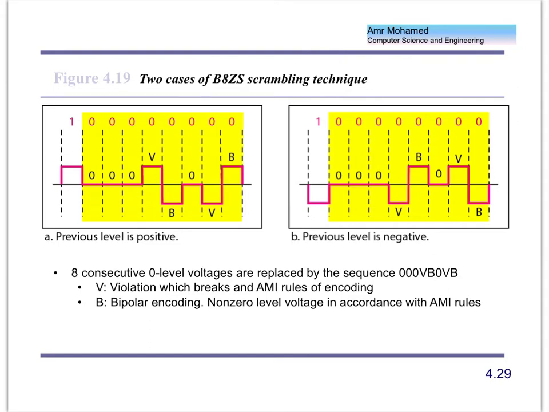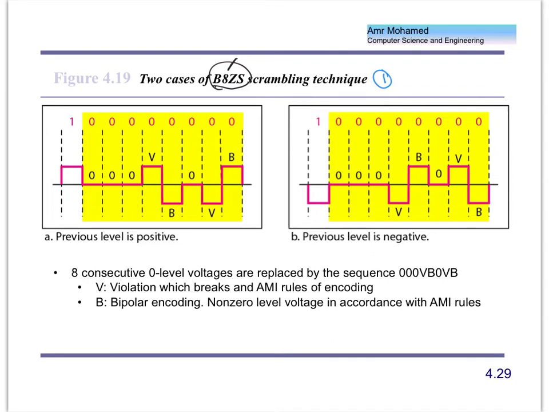To do this, we will study the scrambling for AMI. We will study two techniques. This is number one, the one that's used in North America. It's called B8ZS. And remember, all line coding techniques do not have slashes in the middle. If we have a slash in the middle, then we are talking about block coding. This is just in terms of the naming convention for the different line coding techniques. If you have a slash in the middle, this indicates block coding. If you have no slashes in the middle, this means that this is a line coding technique name.